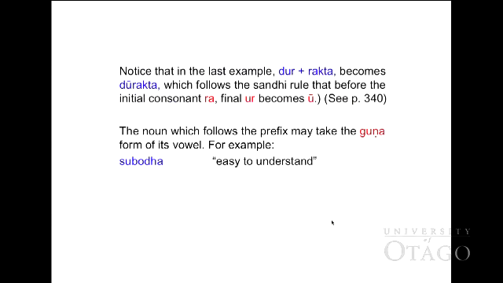Notice that in the last example, dur plus rakta becomes durakta, which followed the sandhi rule that before the consonant ra, the final u becomes long u. So you can see from page 340. The noun which follows the prefix may take the guna form of its vowel. Example, subodha, easy to understand. Good, easy. Bodha comes from budh, bodhati. So bodha, understand, easy to understand.